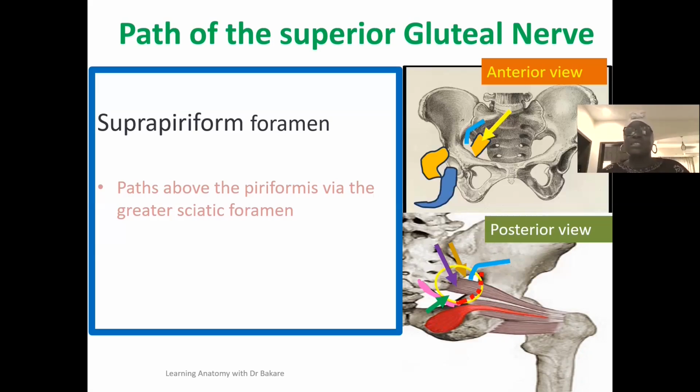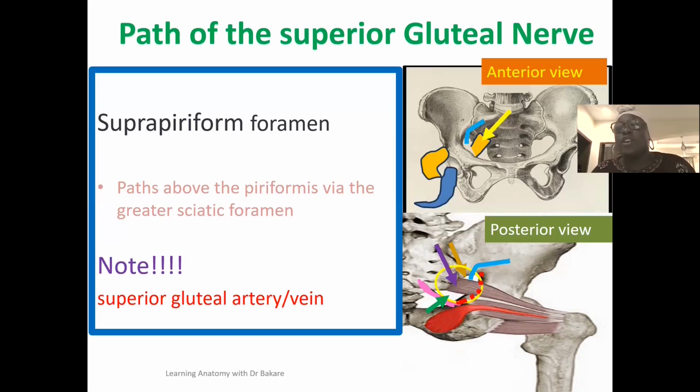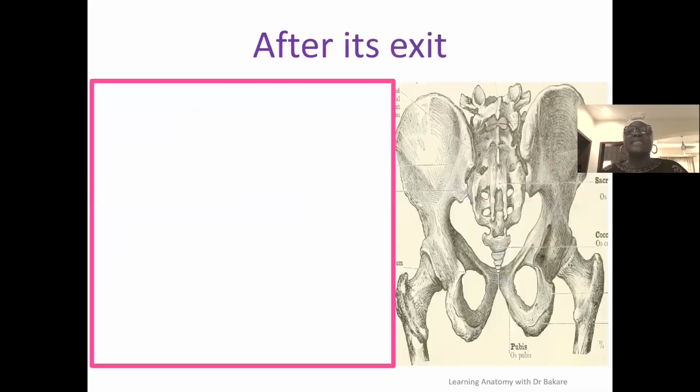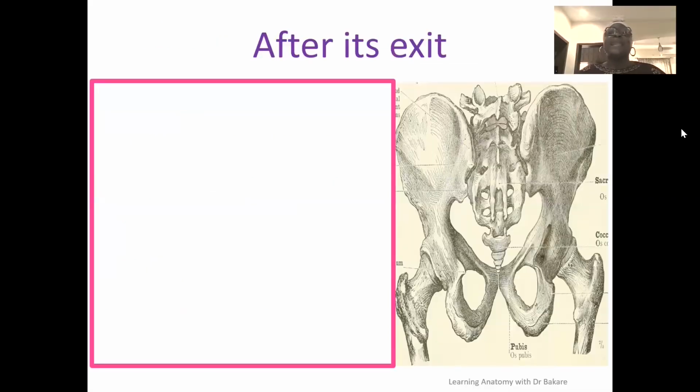It does not pass through this alone. It is seen to run along with the superior gluteal artery and also the superior gluteal vein. And this is what you see here that is highlighted in red and also here in brown. So it does not run alone. You see it being accompanied by its corresponding artery and also vein. So upon exiting the pelvic cavity, remember we highlighted previously that the superior gluteal nerve is the nerve of the gluteal region. So it needs to find its way to exit the pelvic cavity. And it has been able to do this, as we highlighted in our previous slide, through the suprapiriform foramen.